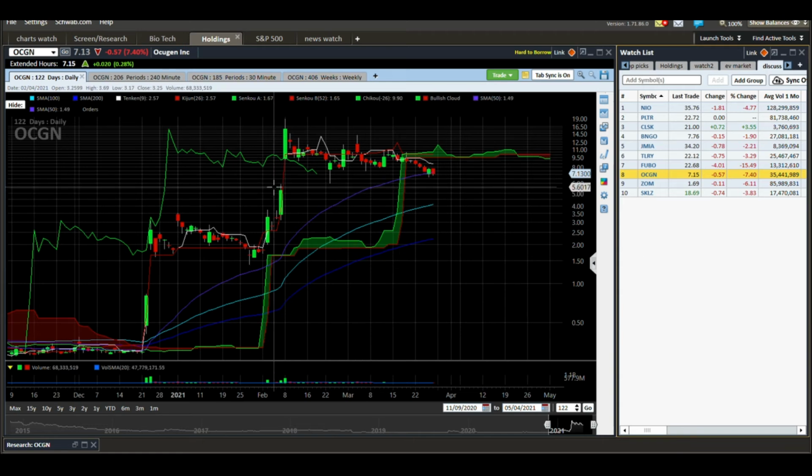OCGN, this has turned bearish. Huge gap up. Very risky if you're trying to get in, chase this stuff. This was your buy signal down here, which is difficult to commit to because it's already up too much in my opinion. I don't like to chase momentum like this.